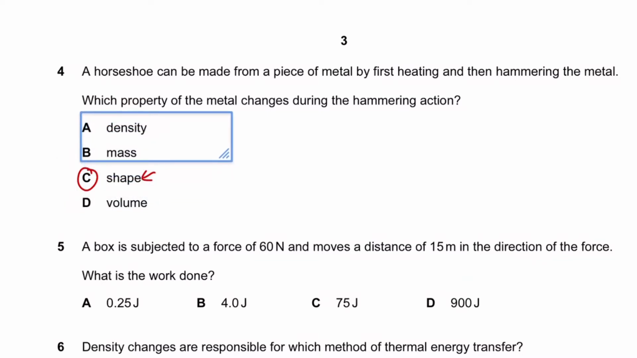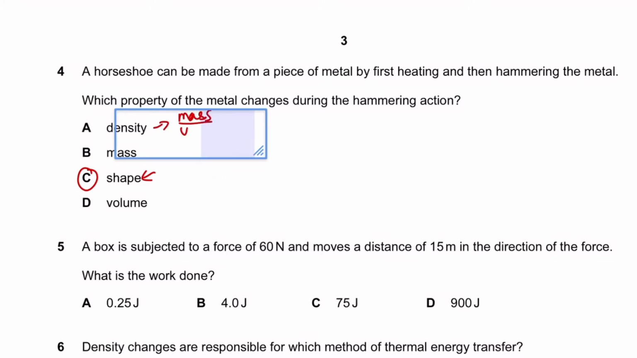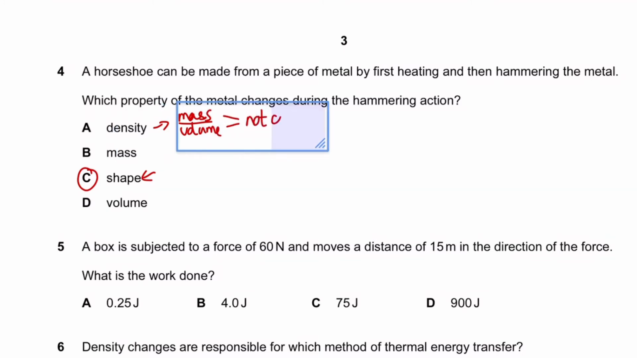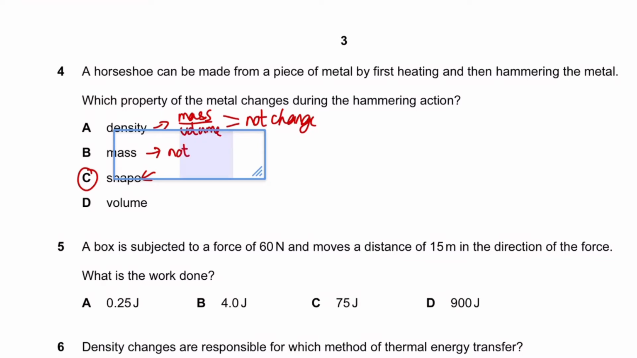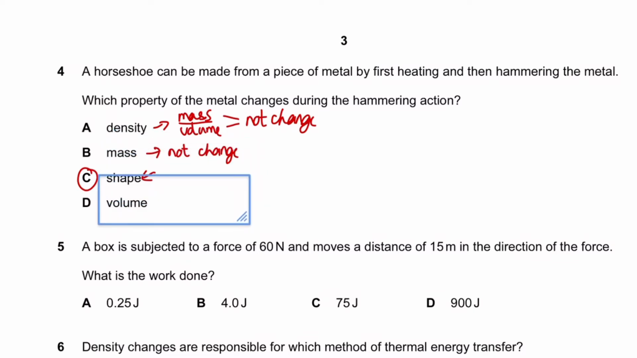D, volume. Okay, the obvious change in the properties of metal during the hammering will be C, the shape. Other options show density, which involves mass and volume. These two variables will not change at all. The mass will not change at all unless you chop off the metal, but that is not likely to happen. Volume will also not change.